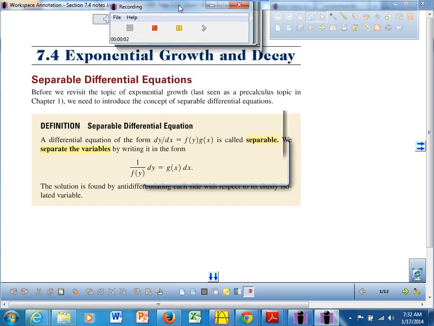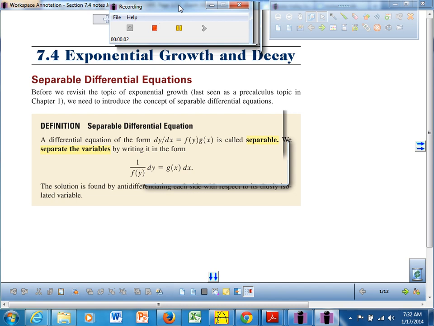Lesson, section 7.4, exponential growth and decay. And to start this, what we're going to look at is the method that is used to derive the formula for continuous compounding, the formula for radioactive decay and half-life, the formula for Newton's law of cooling. And we have already talked about this in the previous section because I warned you it was coming.